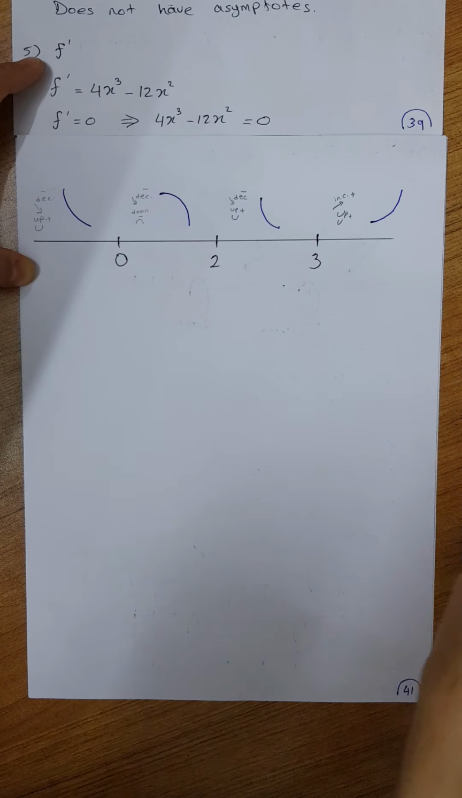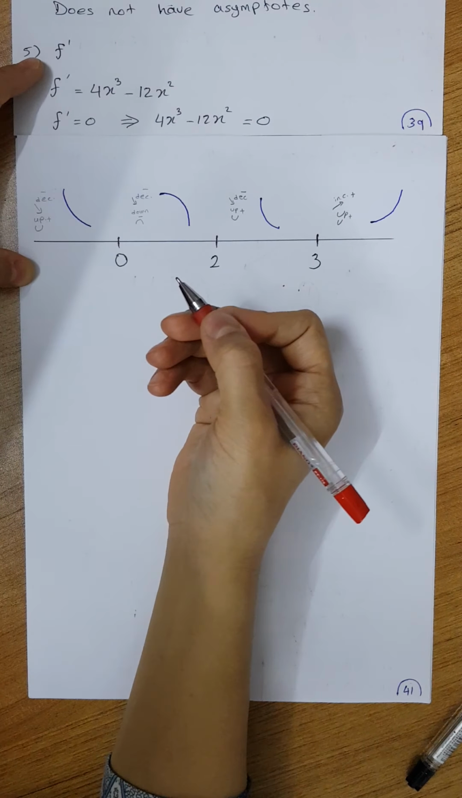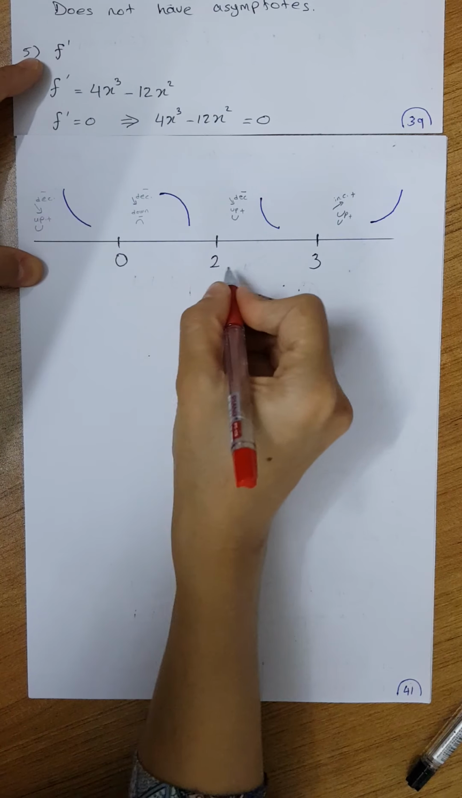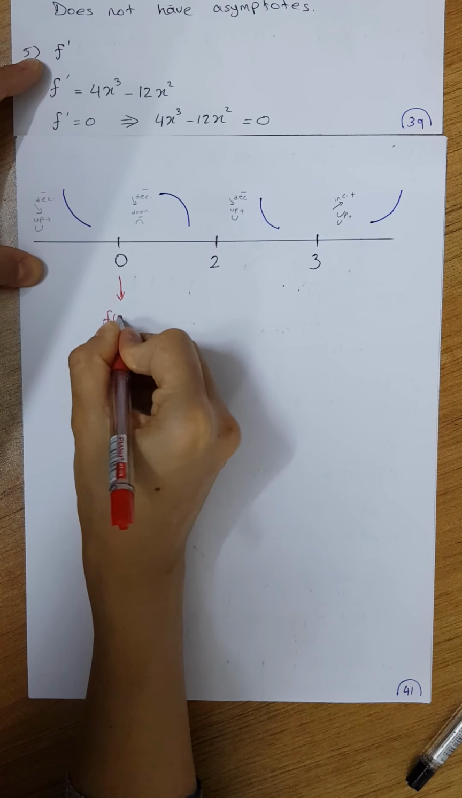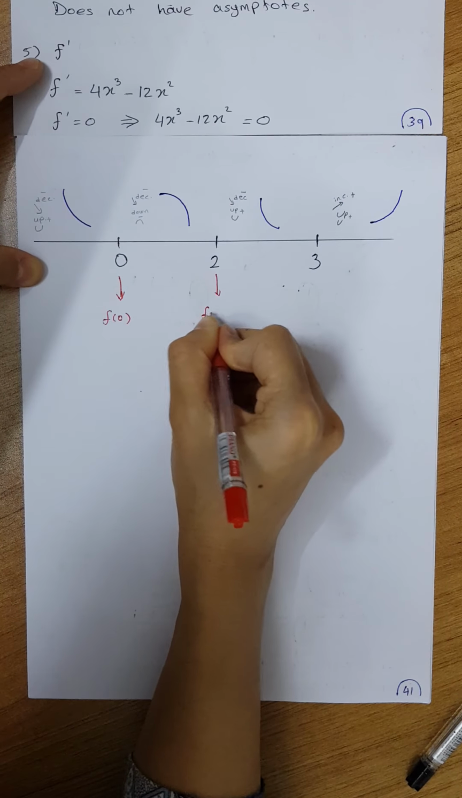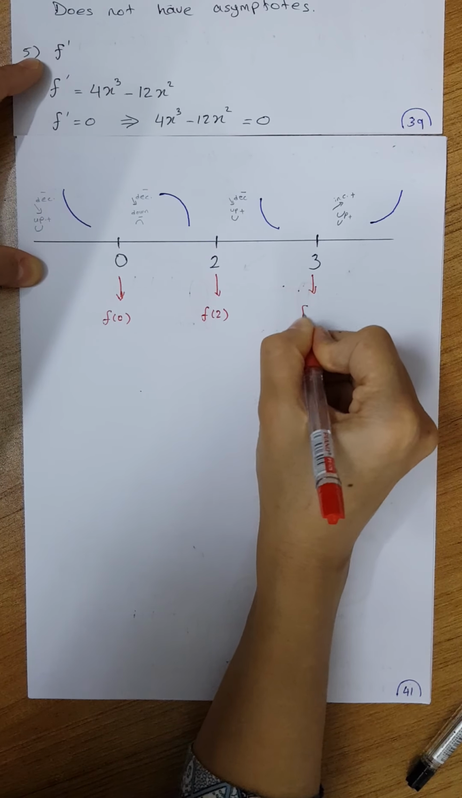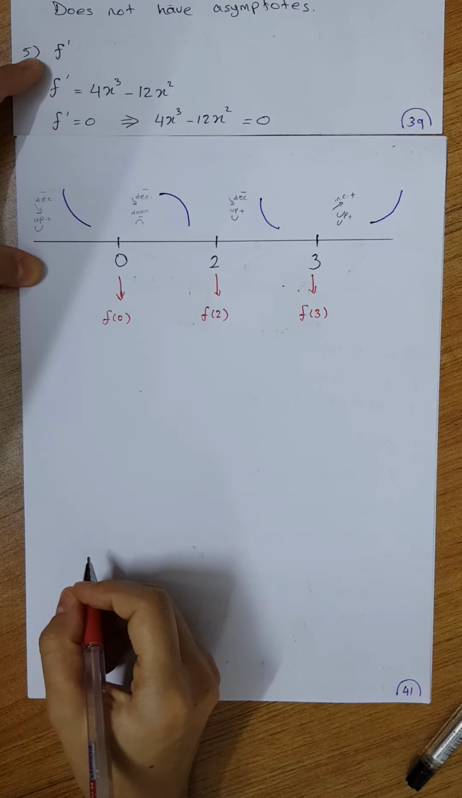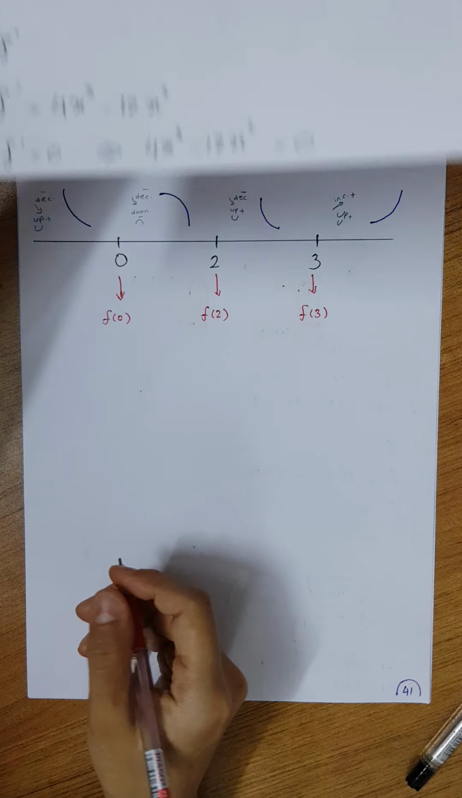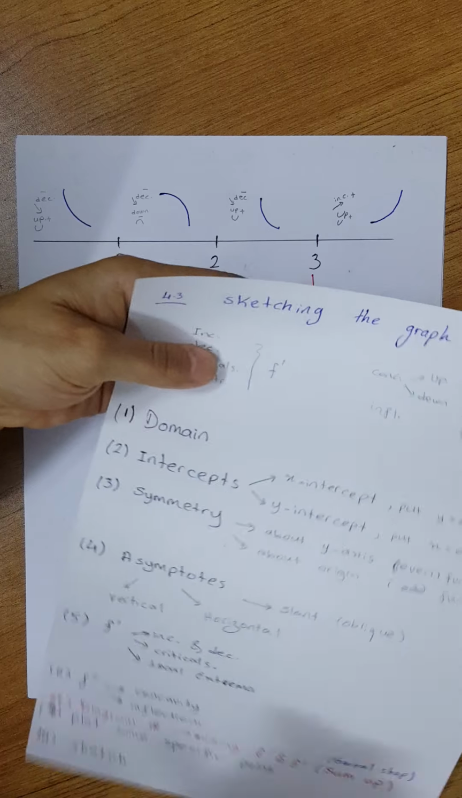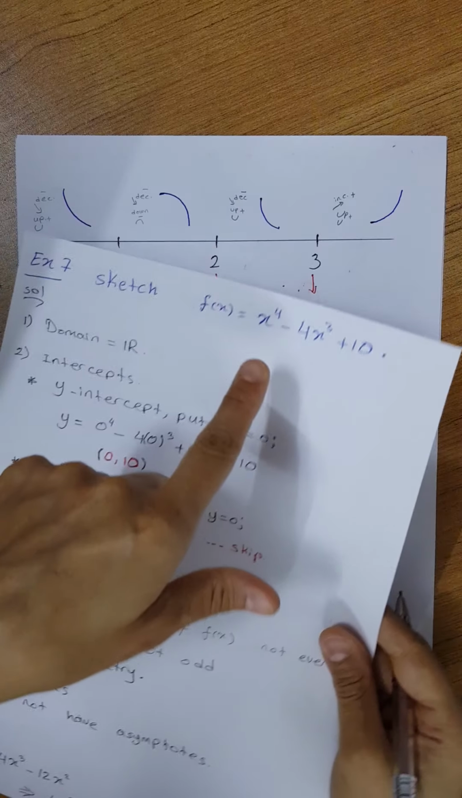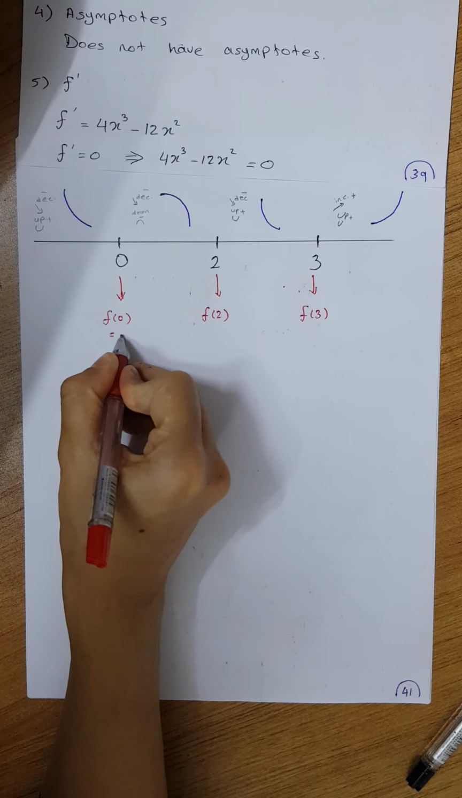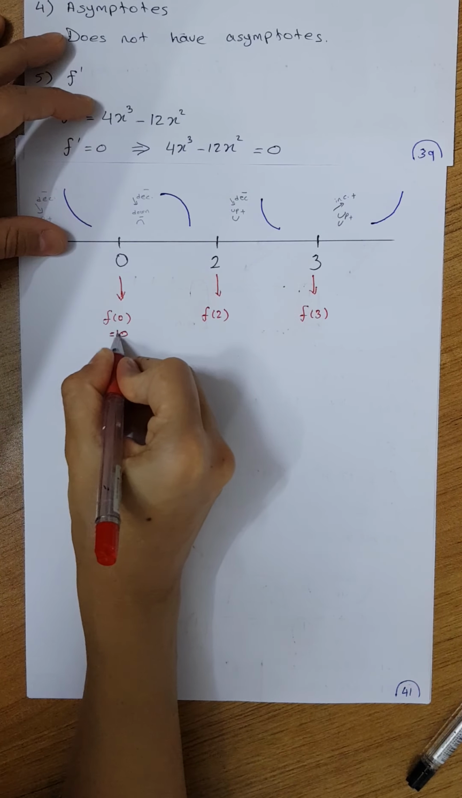Before plotting the specific points, I will find the points that I have got. If I put 0, okay, these points that I have got, I will put them in the function itself. So I'm finding f of 0, f of 2, to see where these points are located, and f of 3. F of 0, if I put 0 in the original function, what will I get? I will get 10. Okay, so that will equal 10.